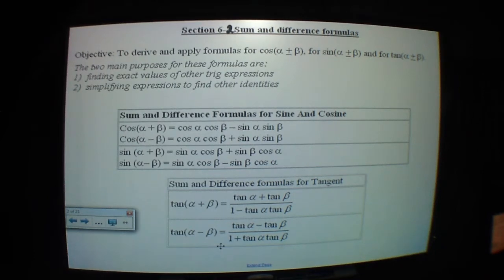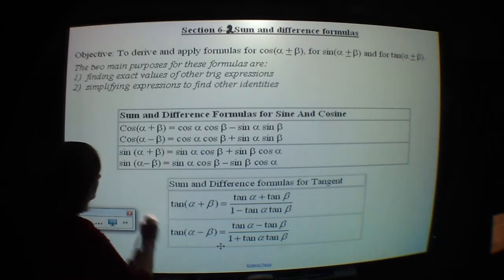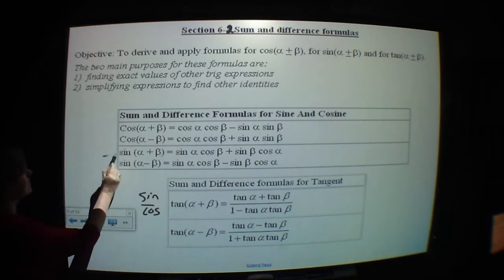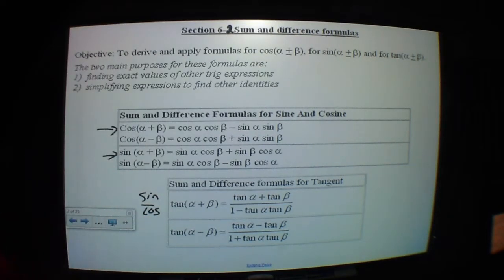You have notes in front of you. You need to memorize these formulas and know these formulas. If you don't want to memorize the tangent formula, if you know that it's sine over cosine, then you can just use sine over cosine. That'll work too. So you need to know these.